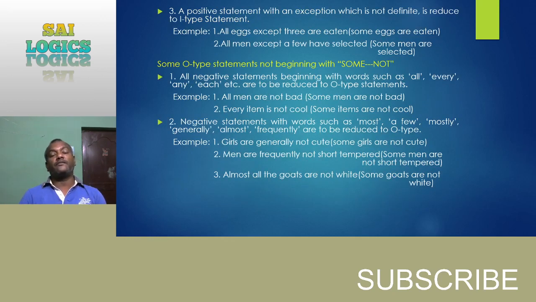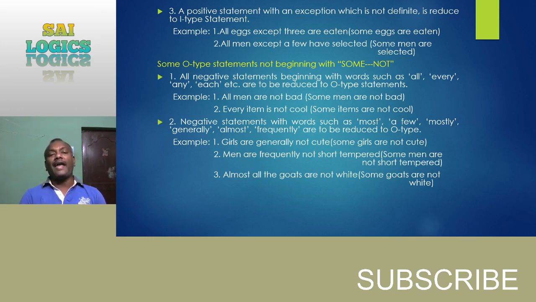And the third case, a positive statement with an exception. So again a positive statement, but it should not be in a definite sense. It should have some exception which is not definite. So positive statement should be there, that is the first condition. Second condition, it cannot be a definite statement. It should have an exception, then it can be reduced to some type of statement.